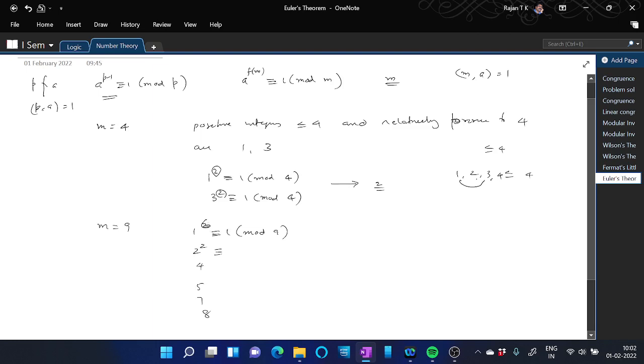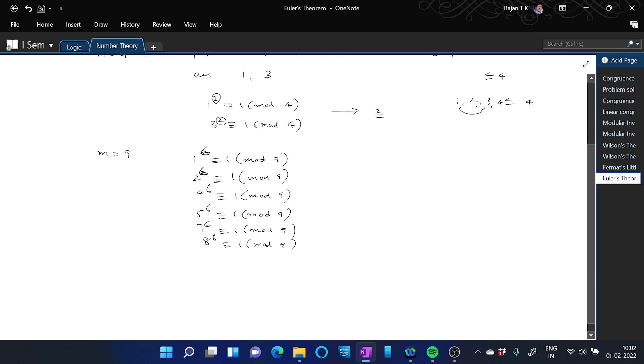Here actually we take 1 raised to 6, because there are 6 such numbers: 1, 2, 4, 5, 7, 8. So 1 raised to 6 is congruent to 1 mod 9. 2 raised to 6 is also congruent to 1 mod 9. 4 raised to 6 is congruent to 1 mod 9. 5 raised to 6 is congruent to 1 mod 9. 7 raised to 6 is congruent to 1 mod 9. And 8 raised to 6 is also congruent to 1 mod 9. All these you can verify very easily.